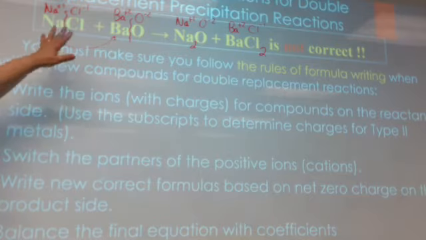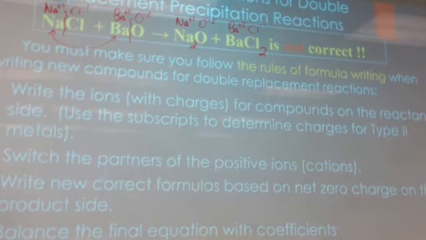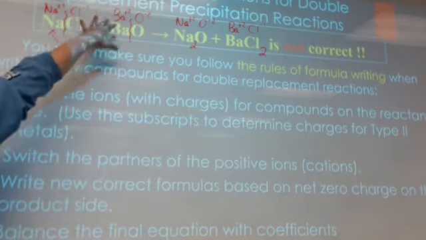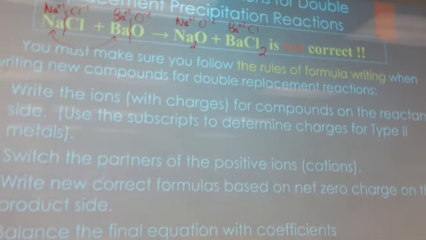Okay, so let's go through these steps. These are the steps we're going to use for writing, or the rules for writing. Number one, we're going to start by writing the ions with their charges for the reactants. Kind of like I did here, and you're welcome to use this method, but I'm going to show you another method that you can use as well.